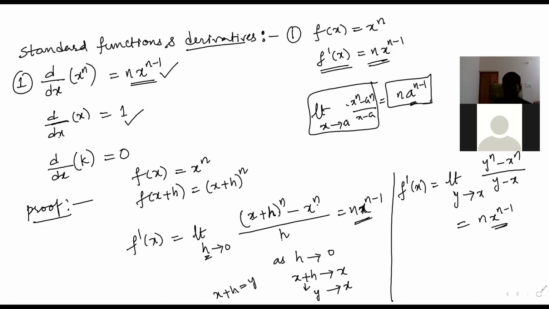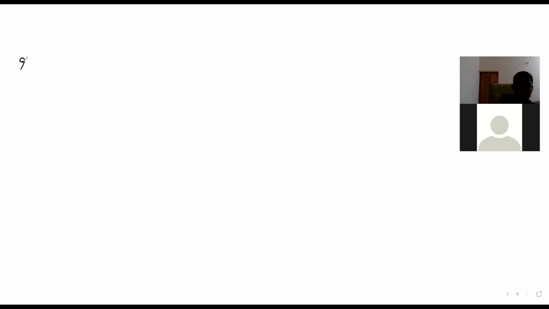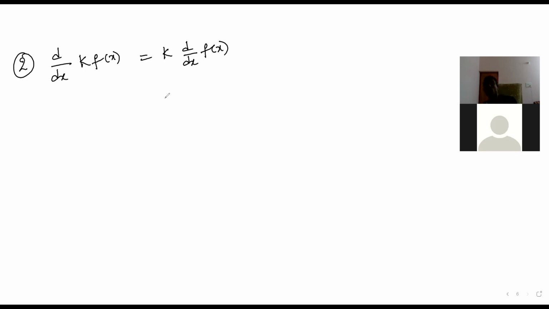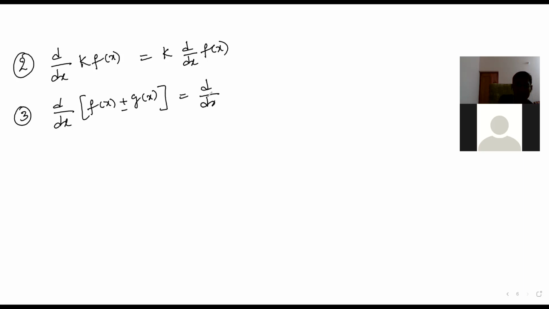Okay, so the second one is d by dx of k f of x equal to what? You can keep k aside and write k times d by dx of f of x. A constant you can always keep aside. Next, d by dx of f of x plus or minus g of x. You can do it separately: d by dx of f of x plus or minus d by dx of g of x.